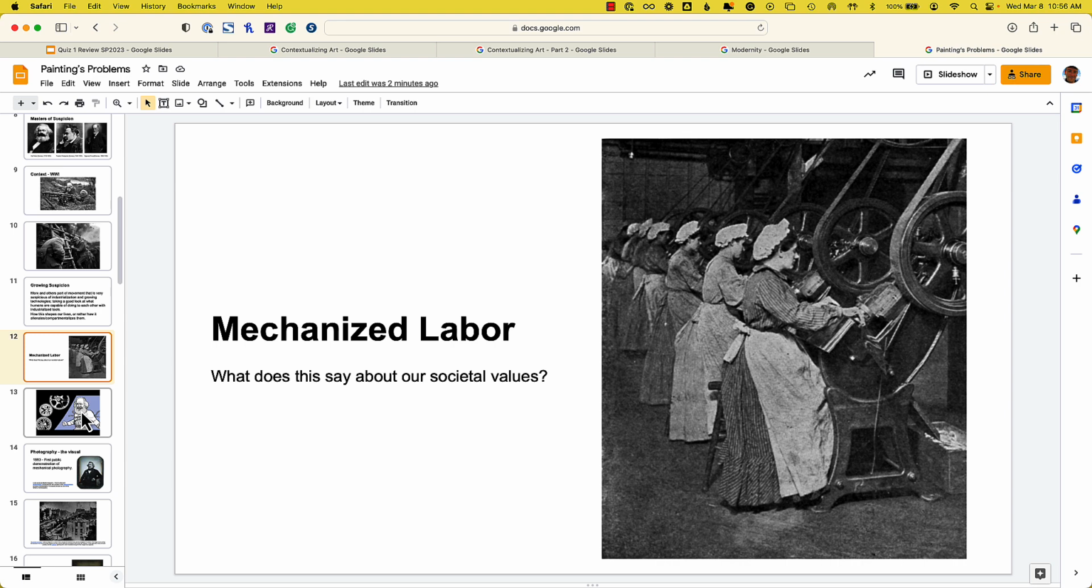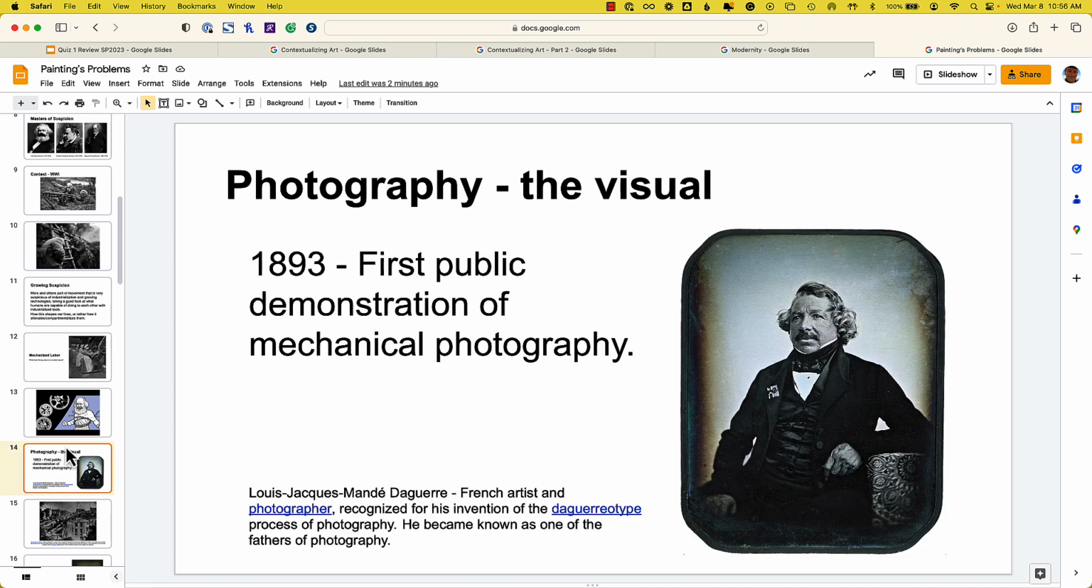And so this kind of fracture that's happening, we see at the same time, advent of mechanized things over and over, and this being mechanical image making.